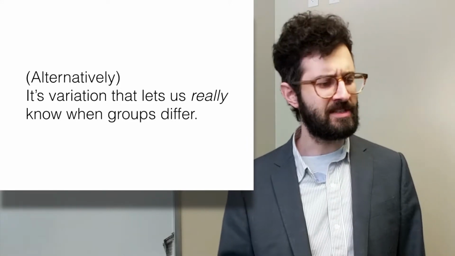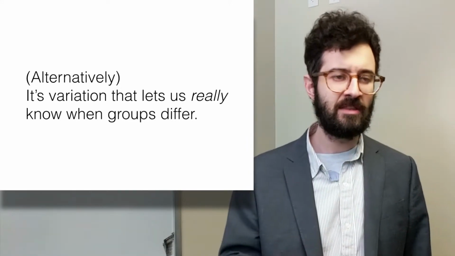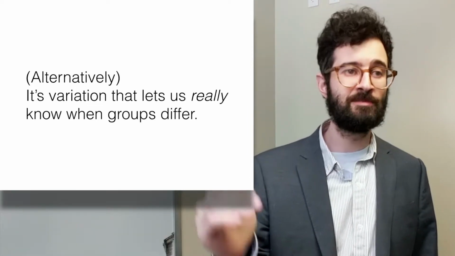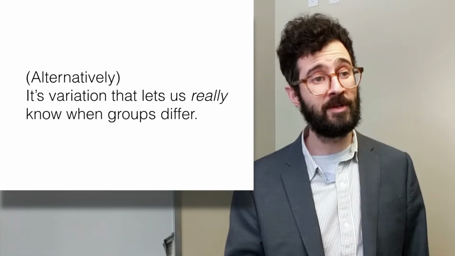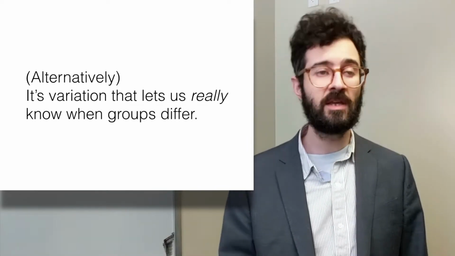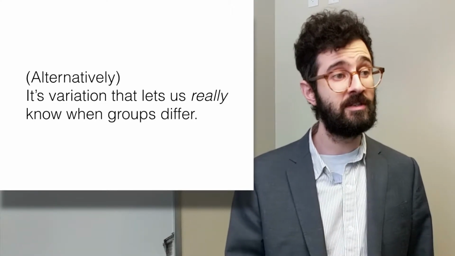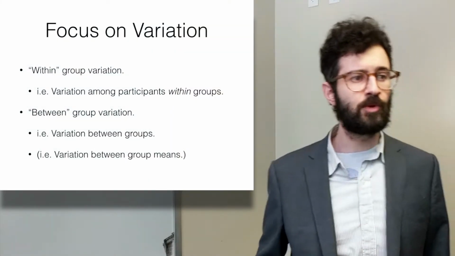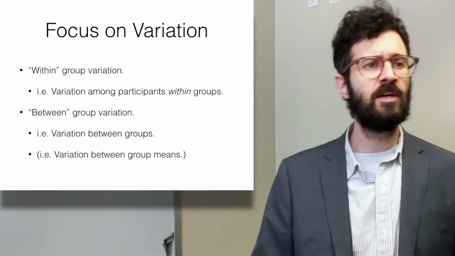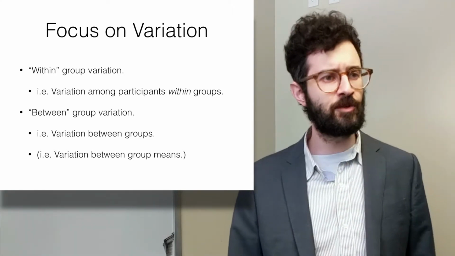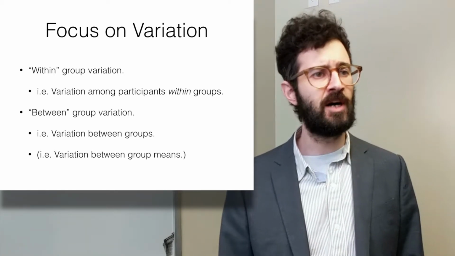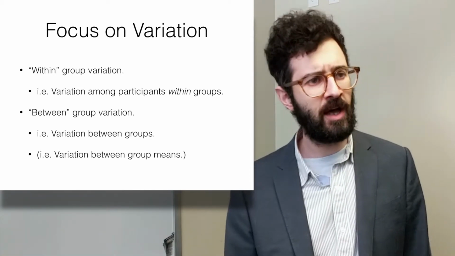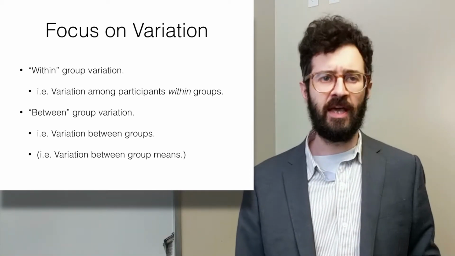Another way to think about this is that it's in fact variation that lets us really know when groups differ. If there's a small amount of variation and not a lot of overlap, then the groups are different. If there is a lot of variation and a lot of overlap, then the groups are basically the same. So we're going to focus on variation. This is going to be the core factor that allows us to compare whether or not there are differences among three or more groups.